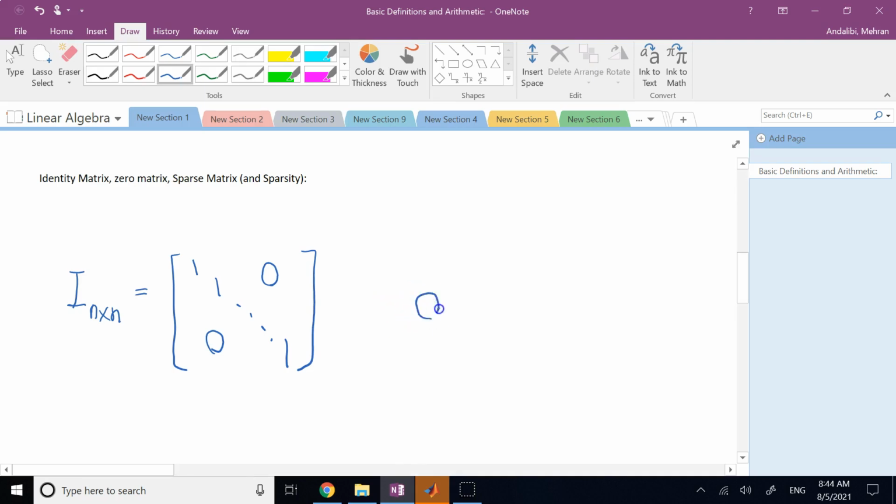We have a zero matrix. The zero matrix does not have to be square. It can be a rectangular matrix. It can be a non-square matrix, okay? The only important thing about it is that all of the numbers in it are 0. All of them.